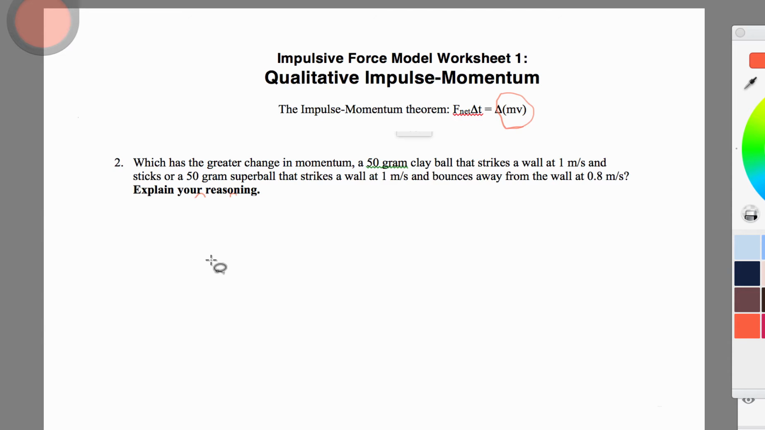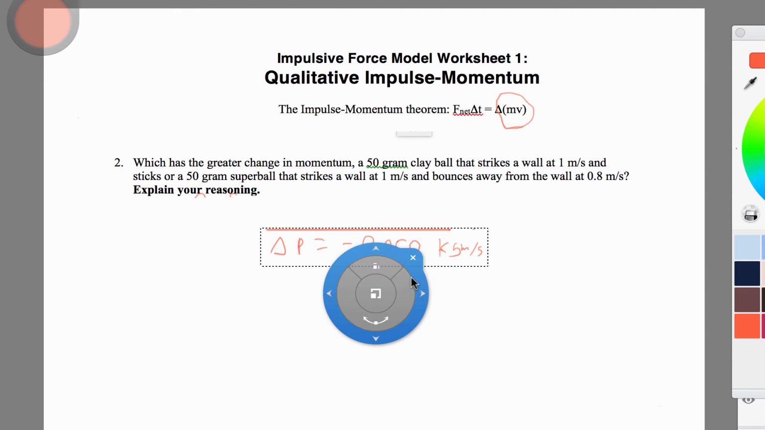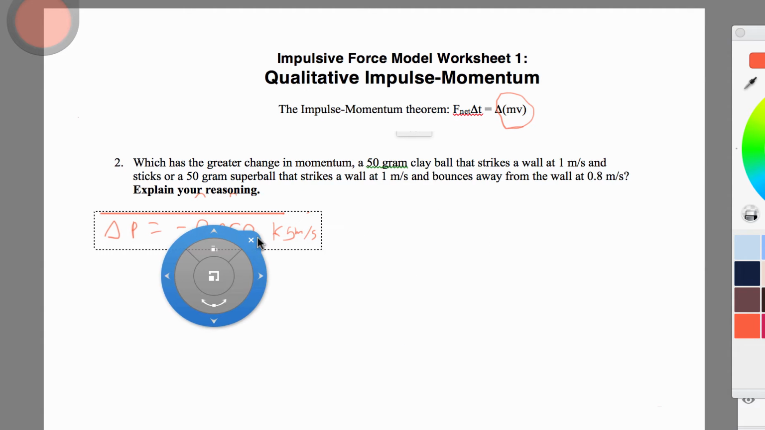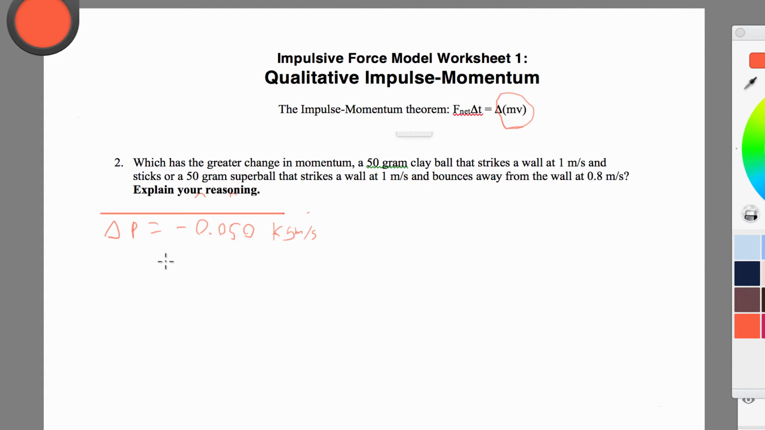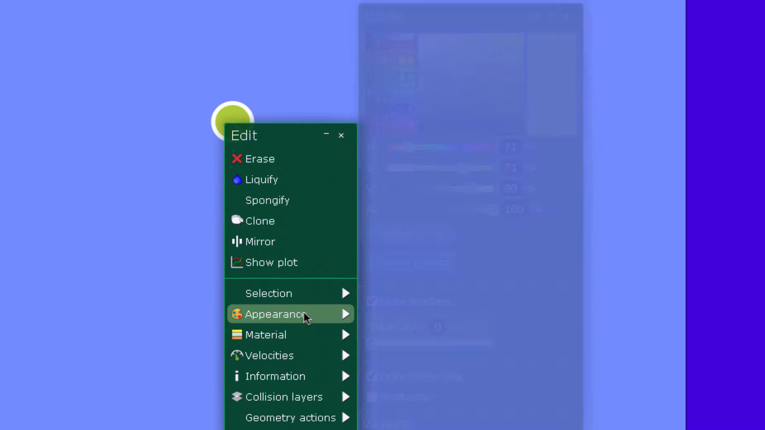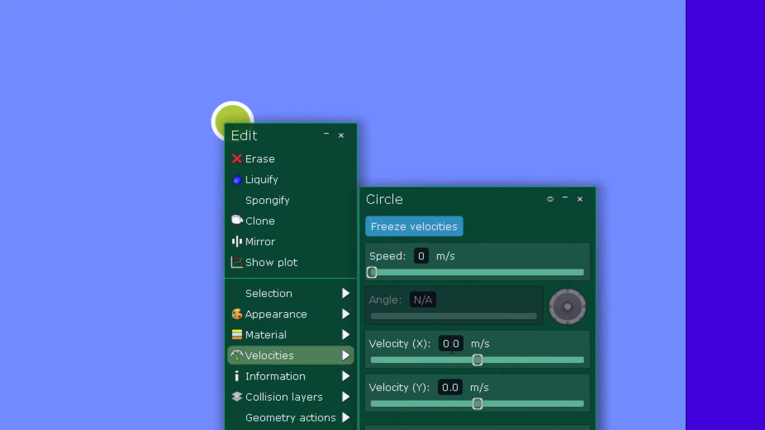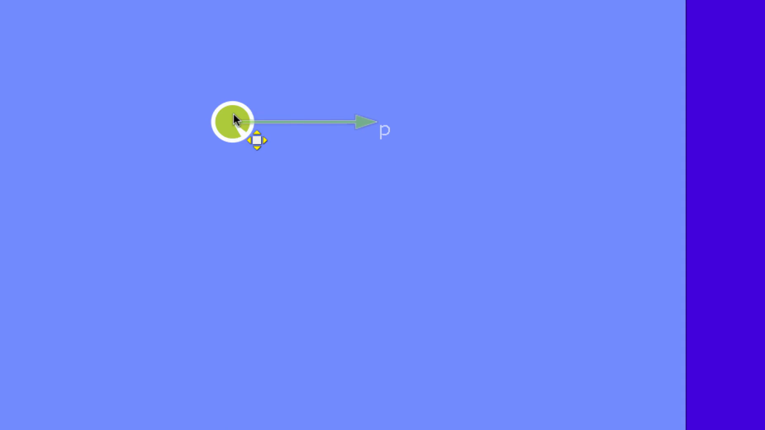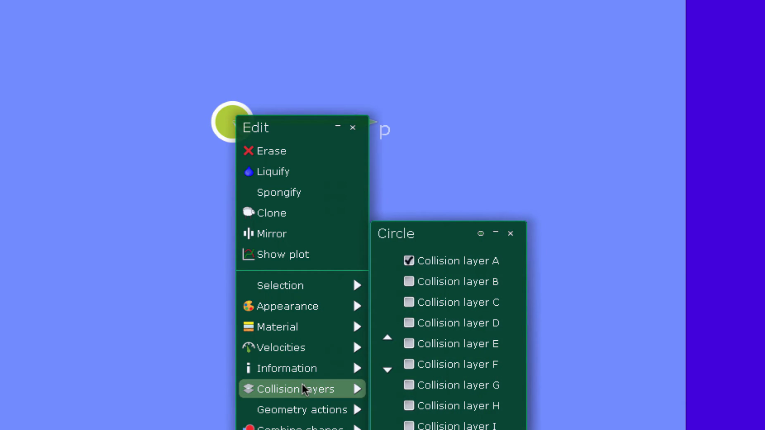So object A, delta P, 0.050, and again that was for object A. Change in momentum negative 0.050. Now we have an object B. I'm going to run the simulation on that. Again, what was our object's initial velocity? 1 meter per second. And it's going to be a little bouncy.